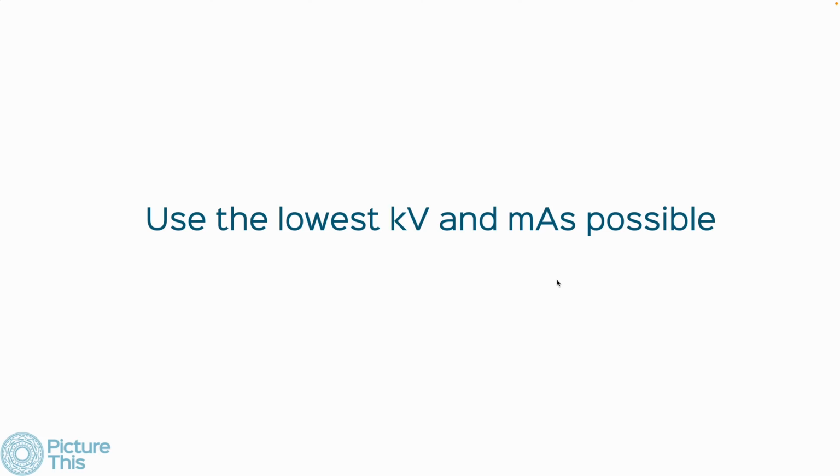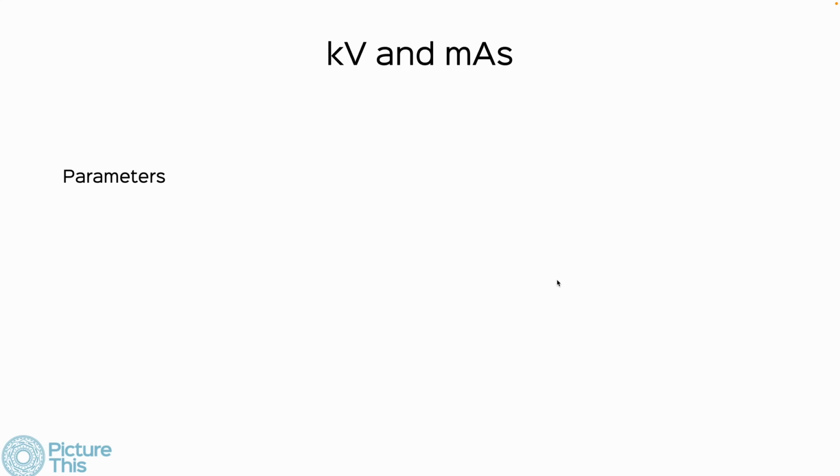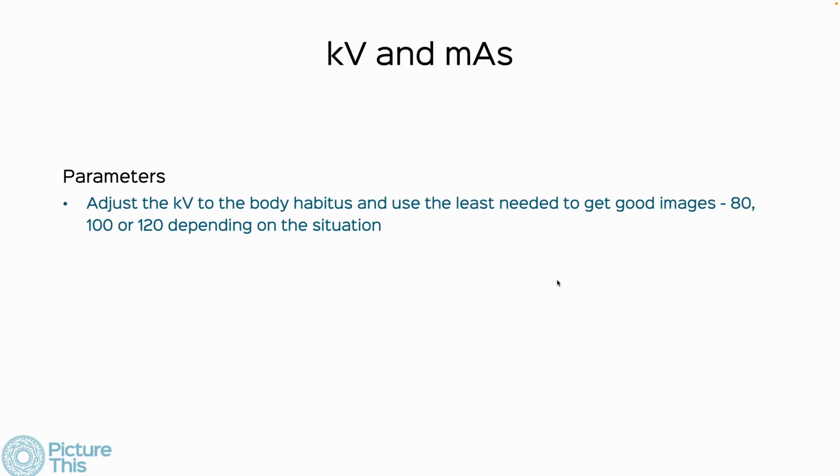The kV and mAs should be the lowest possible, but I think clearly we need to be a little practical. So we should adjust the kV to the body habitus, use the least needed to get good images. So a patient who is overweight or has a very high BMI, let's say weighs 120 kilos, you would have to increase the kV to a certain level. But remember, when it comes to the lung, because there is such a high contrast within the lungs itself, you can still adjust the parameters reasonably well.